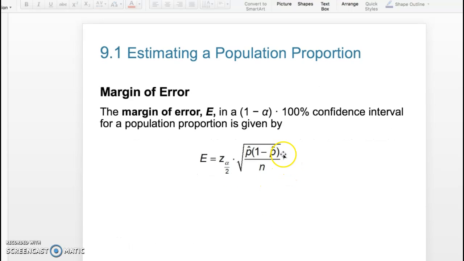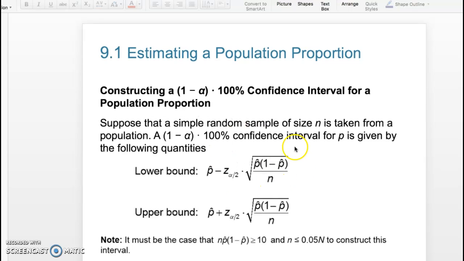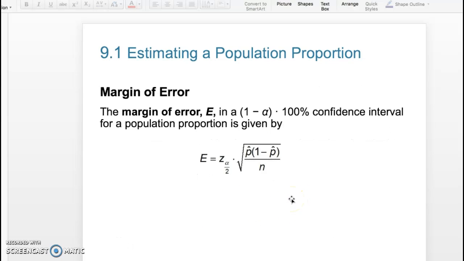For our margin of error, notice that this piece you see in what you're subtracting and adding. This right here is the margin of error. So the margin of error has to do with your standard deviation, and it also has to do with your alpha, which is related to your level of confidence. So let's go back and discuss this level of confidence for just a minute.